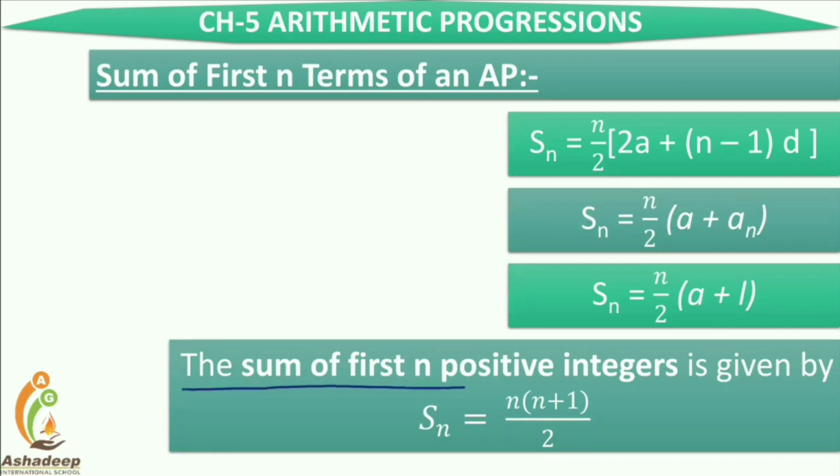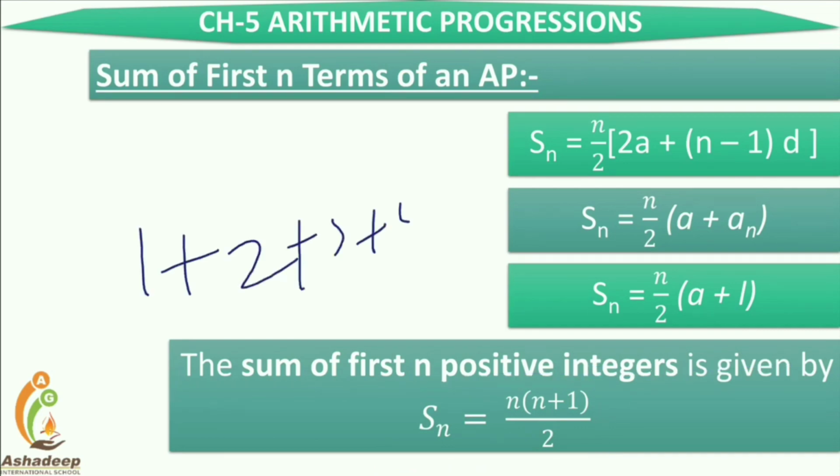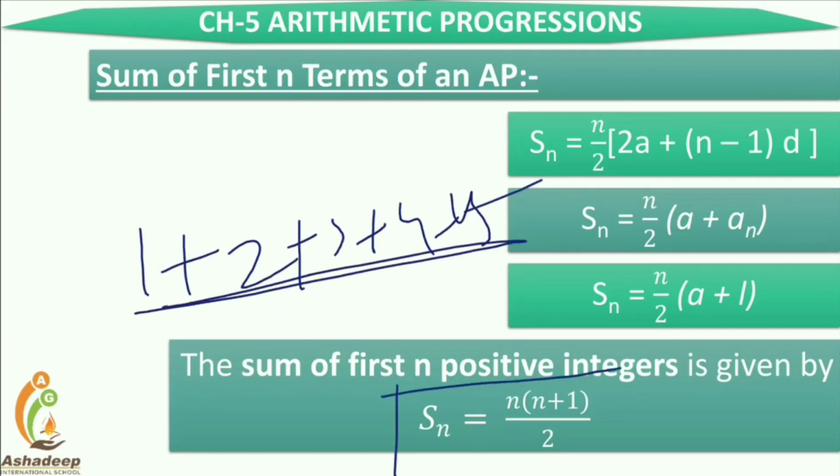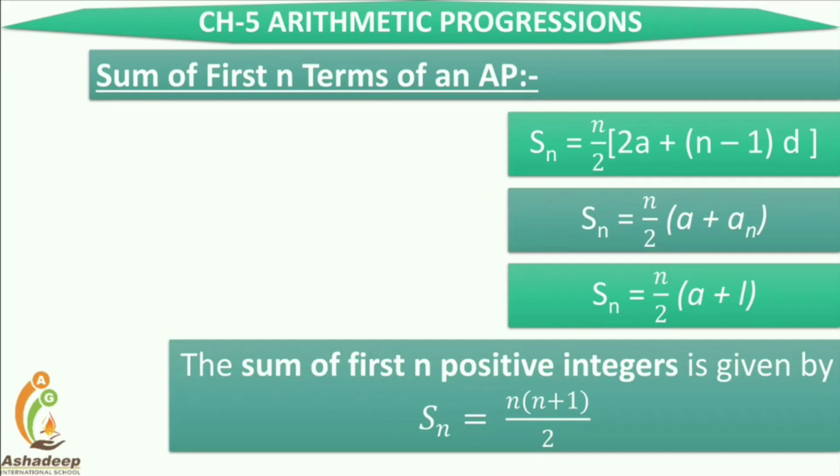Now the sum of the first n positive integers is Sn is equal to n(n plus 1) by 2. So if it is given in the manner 1 plus 2 plus 3 plus 4 plus 5, then and only then this formula is applicable.